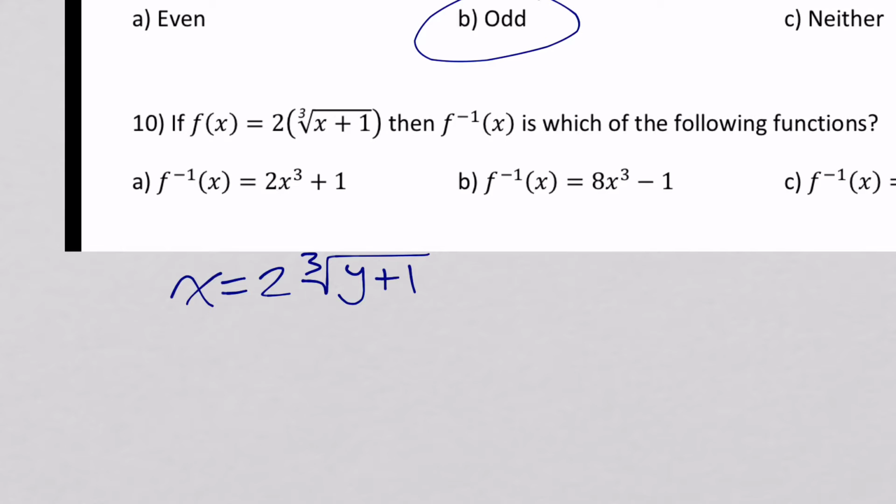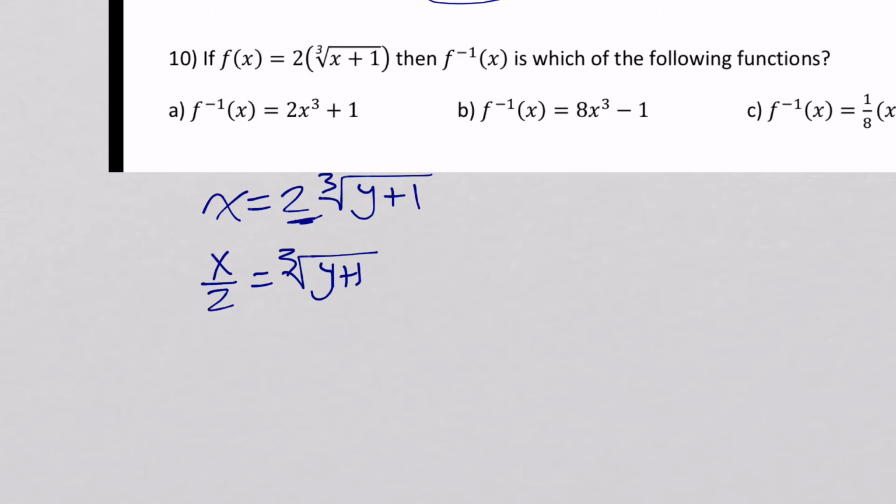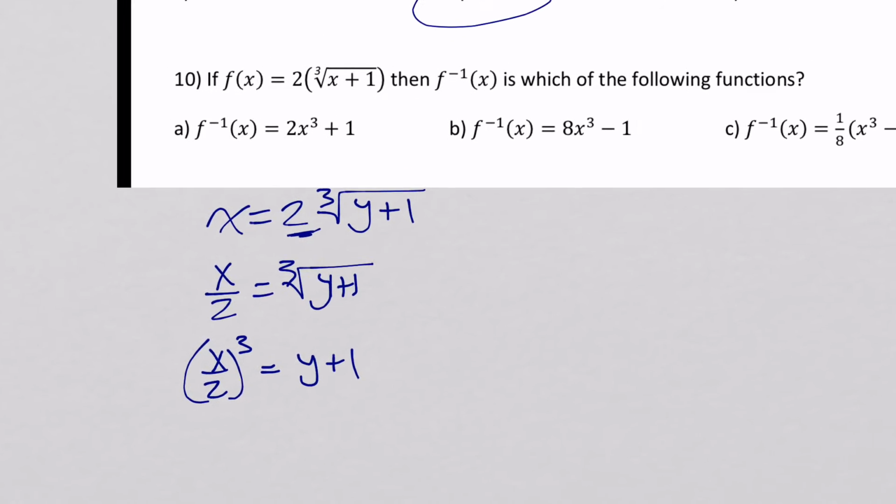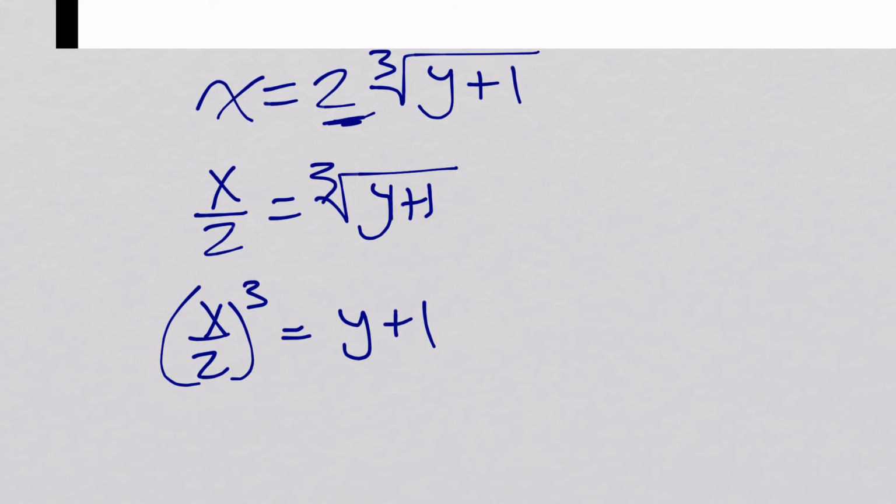The first move that I would do would be to divide everything by 2 because we want to get rid of that 2 right there. So divide everything by 2 and we will get x over 2 equals the cube root of y plus 1. And we want y, and y is stuck inside that pesky cube root. So how do we get rid of it? We cube both sides. So x over 2 cubed equals y plus 1. Last step to solve for y would be to subtract 1. So y equals x over 2 cubed minus 1.